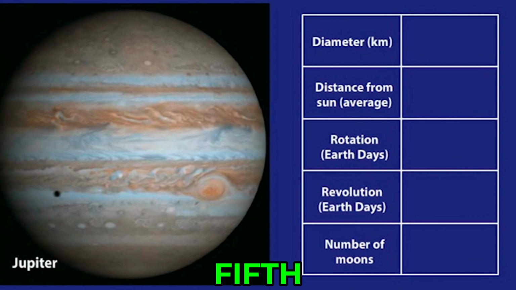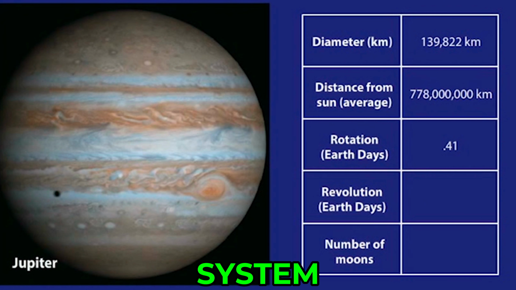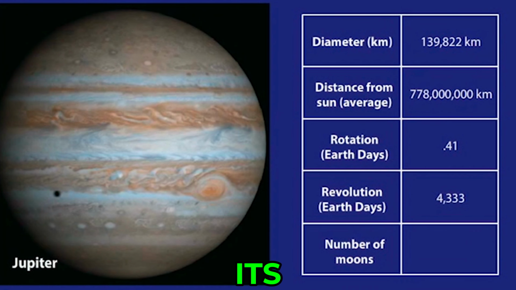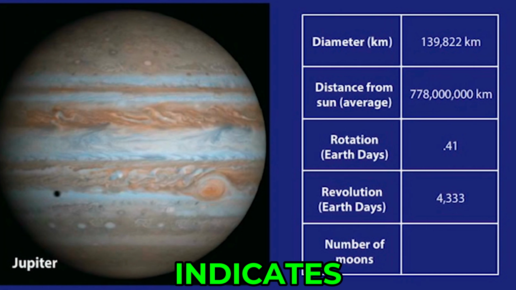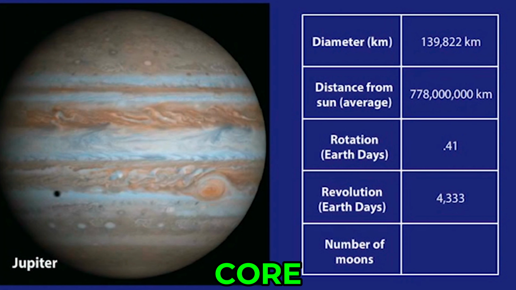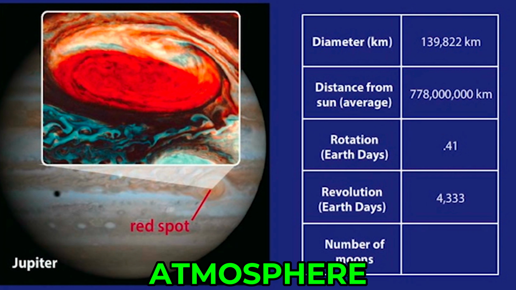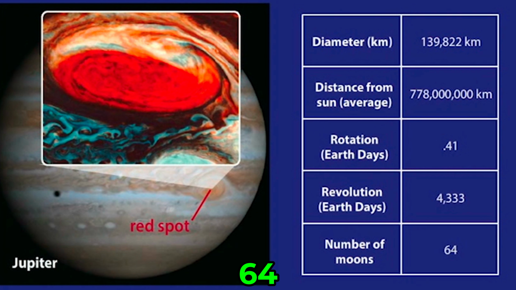Jupiter, the fifth planet from the Sun, is the largest planet in the solar system. Although primarily composed of gases, its magnetic field indicates that it may have a rocky core. It has a giant red spot that is actually an enormous storm in its atmosphere. There are 64 known moons that orbit Jupiter.